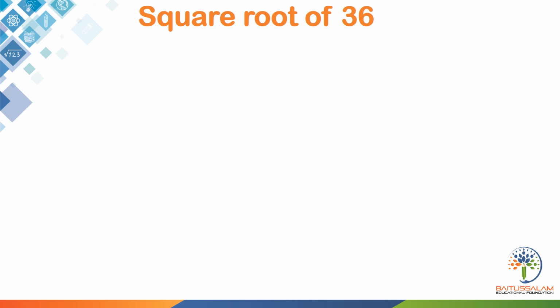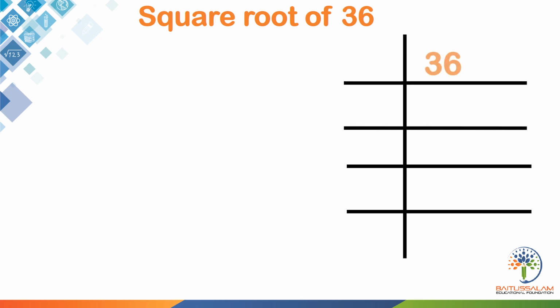First, a table is drawn as shown. Now the number 36 is listed as shown. Now we have to divide the number 36 by the smallest possible prime number. In this case it is 2. Now we have 18 left. The same step is repeated.